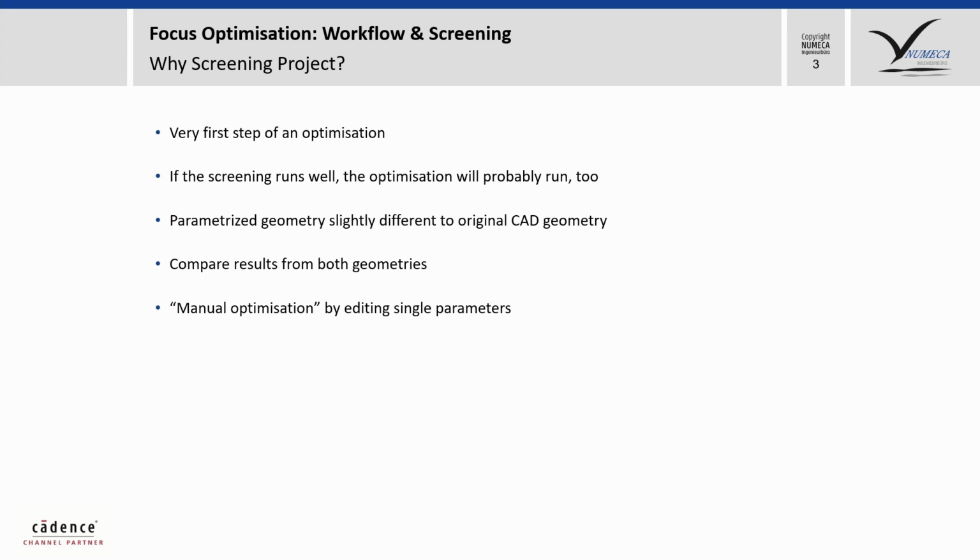And if that screening project runs, you can also do some kind of manual optimization. So you do your initial comparison. After that, you modify a parameter, for example, the number of blades, and see how that affects the global efficiency. And by that, you can increase or decrease the number of blades, or modify other parameters. And by that, step by step, you reach some, let's say, manually optimized result.